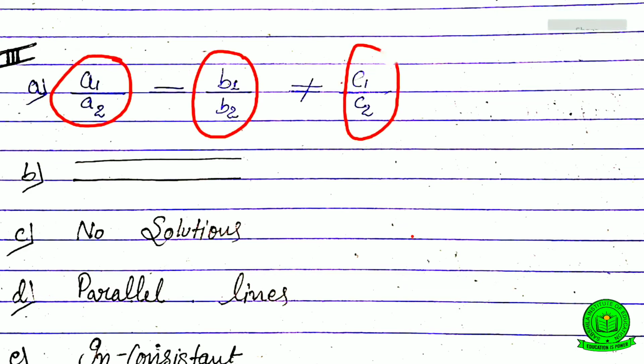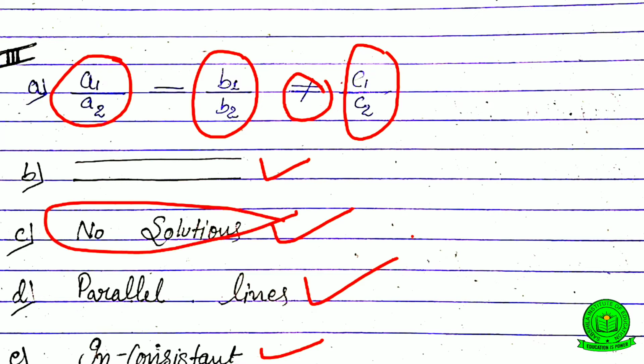Let's see the third situation, that is a1 by a2, b1 by b2 and c1 by c2. If a1 by a2 is equal to b1 by b2 and it is not equal to c1 by c2, then there will be no solution, and it will be parallel lines. Since there is no solution, it will be inconsistent.